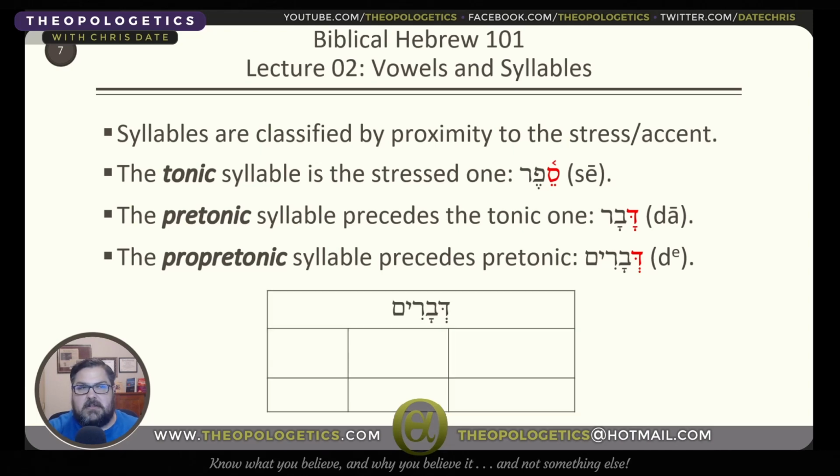So just to make it really clear, let's break out that word devarim, and you can see that the last syllable, rim, is the tonic syllable. Not devarim, not devarim, but devarim. Right? So rim is the tonic syllable. Va is the pre-tonic syllable, the one immediately before the tonic syllable. And the first syllable, de, is pro-pre-tonic. All right? So when you see the words tonic, pre-tonic, and pro-pre-tonic in your grammar, you'll know which syllables are being referred to there.